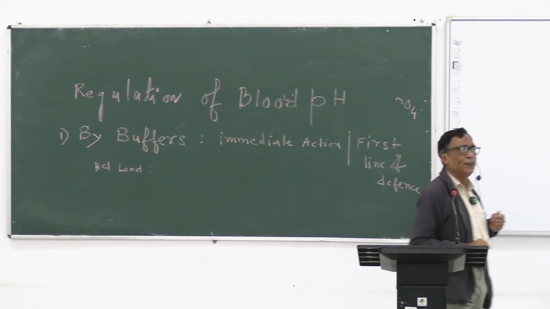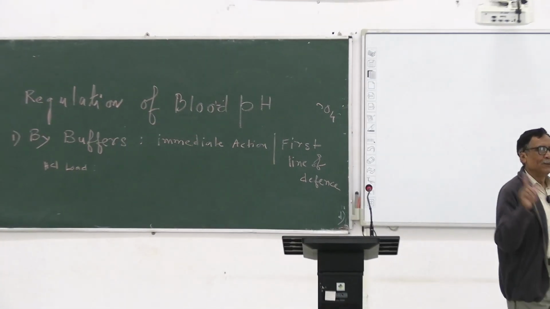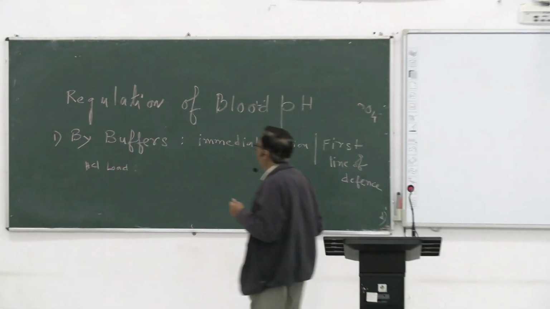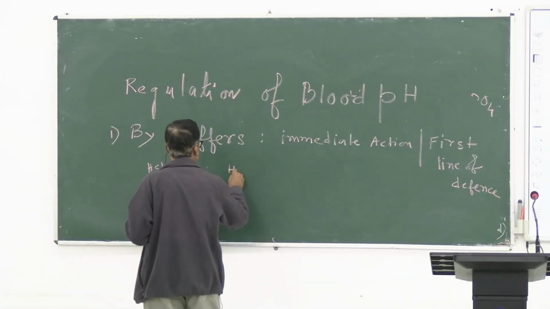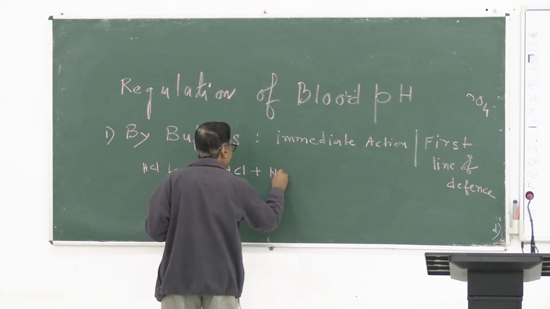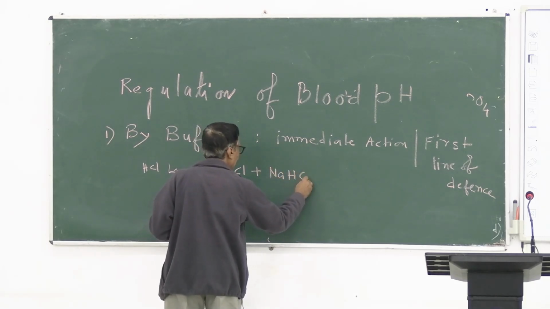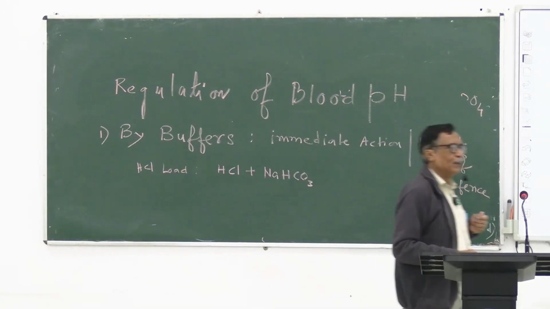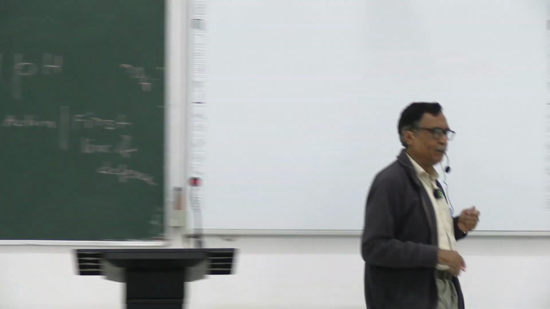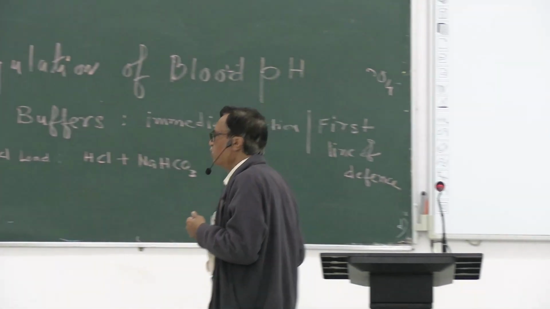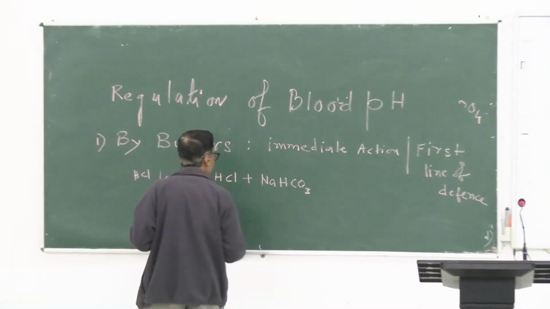The acid will react with the salt component, that is bicarbonate, NaHCO3. Bicarbonate is present mainly in the form of NaHCO3 and to some extent also potassium salt, KHCO3, but mainly it is present in the form of NaHCO3, sodium salt. So what will happen?